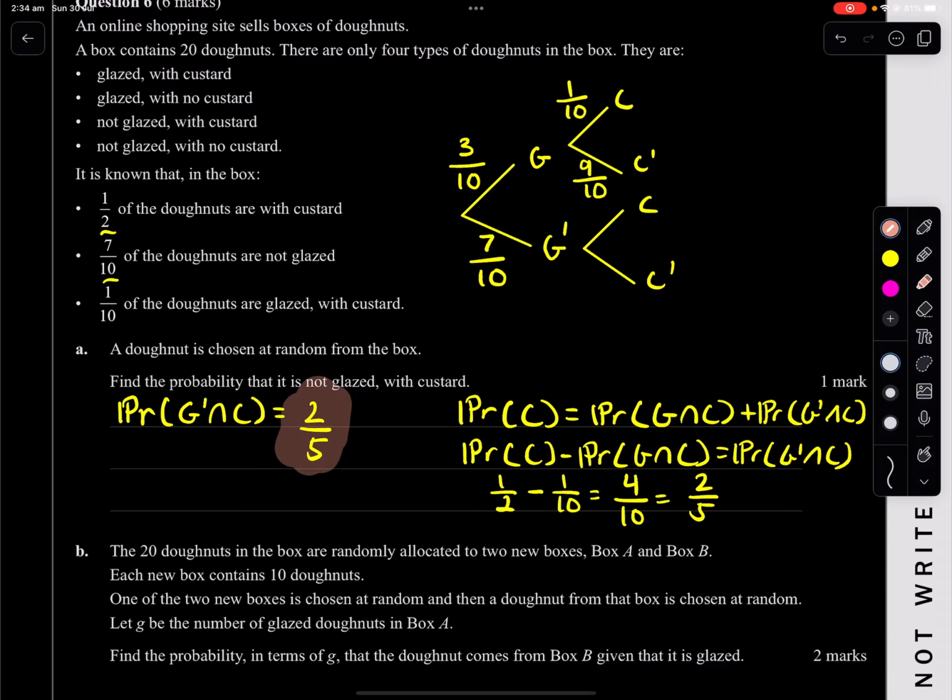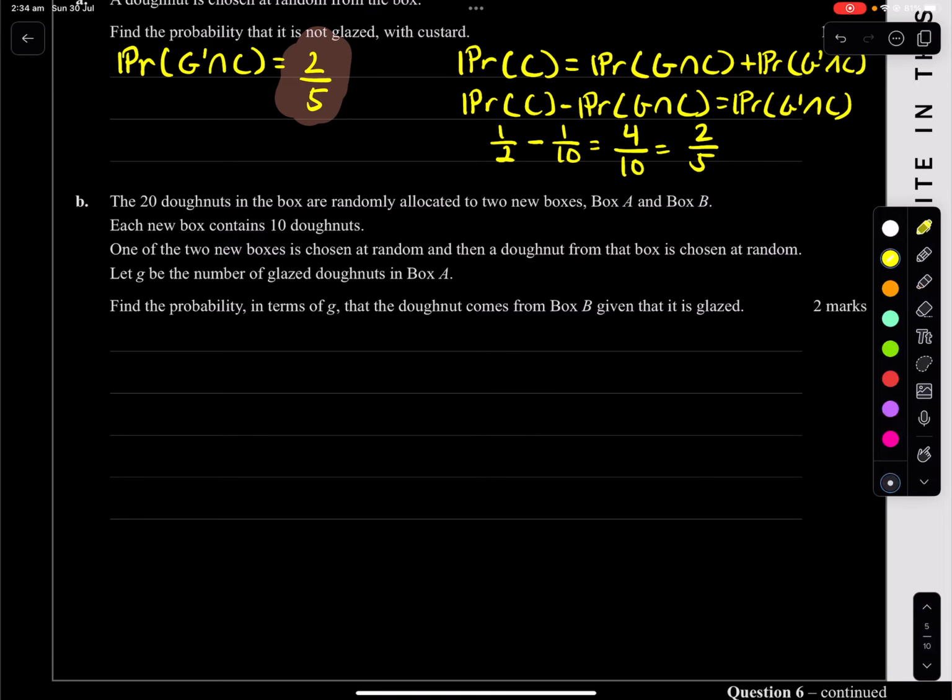Okay, next question. It says the 20 donuts in the box are randomly allocated to 2 new boxes, box A and box B. Each new box contains 10 donuts. One of the 2 new boxes is chosen at random, and then a donut from the box is chosen at random. Let G be the number of glazed donuts in box A. Find the probability, in terms of G, that the donut comes from box B given that it's glazed.